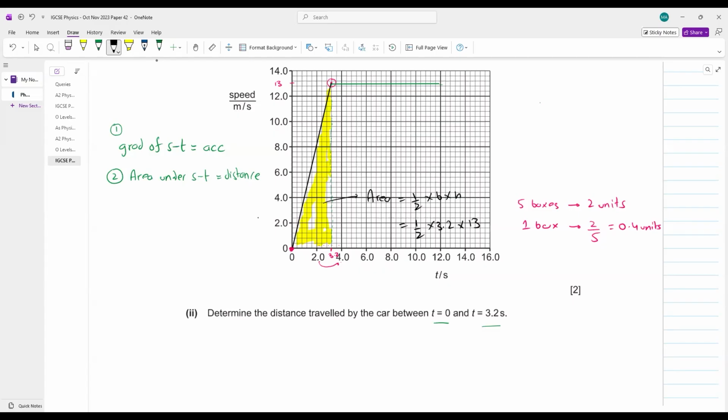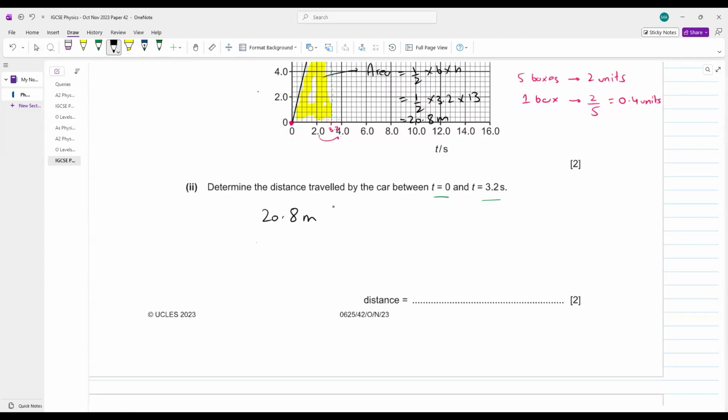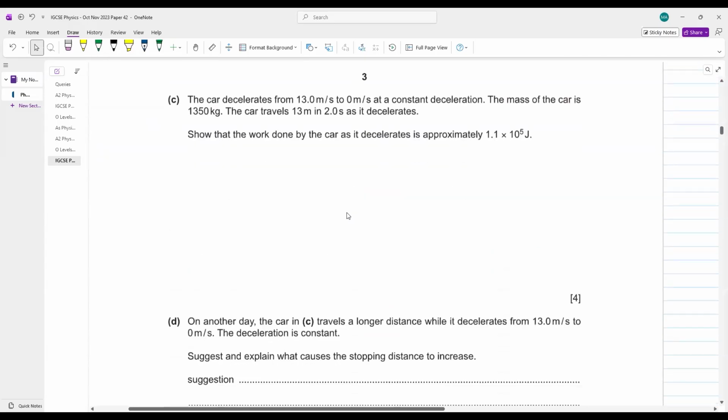3.2 into 13 divided by 2. This comes out to be 20.8 meters. The distance comes out to be 20.8 meters again. In IGCSE physics, you round everything till two significant figures. This 20.8 will become what? 21 meters. Simple. Let's further move ahead.